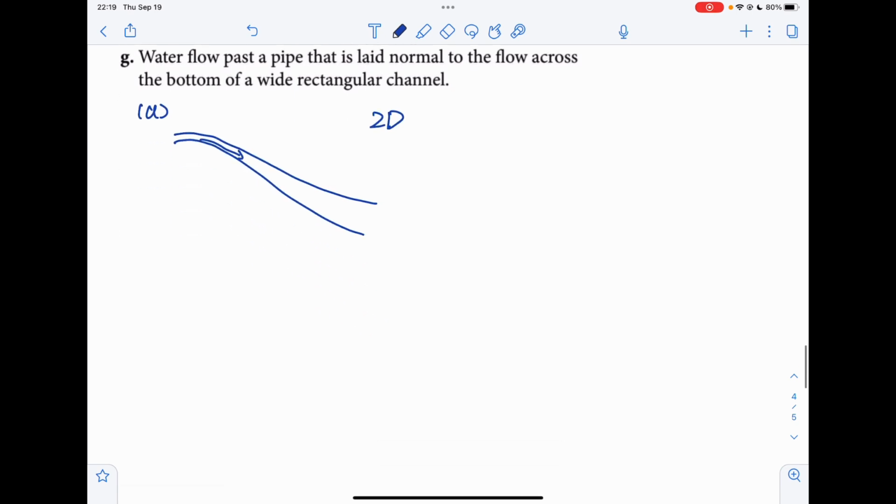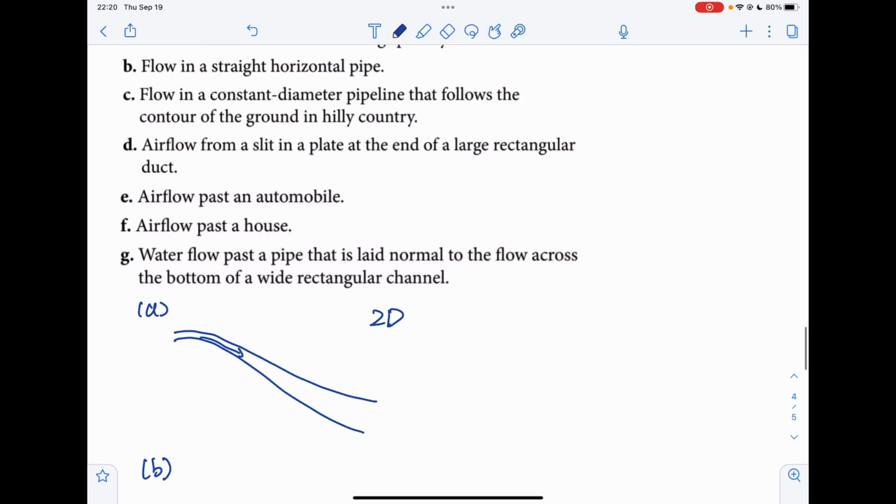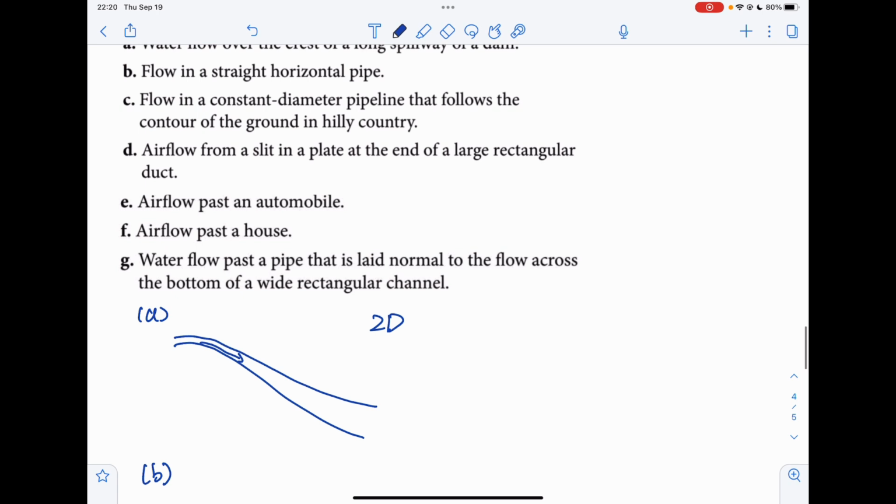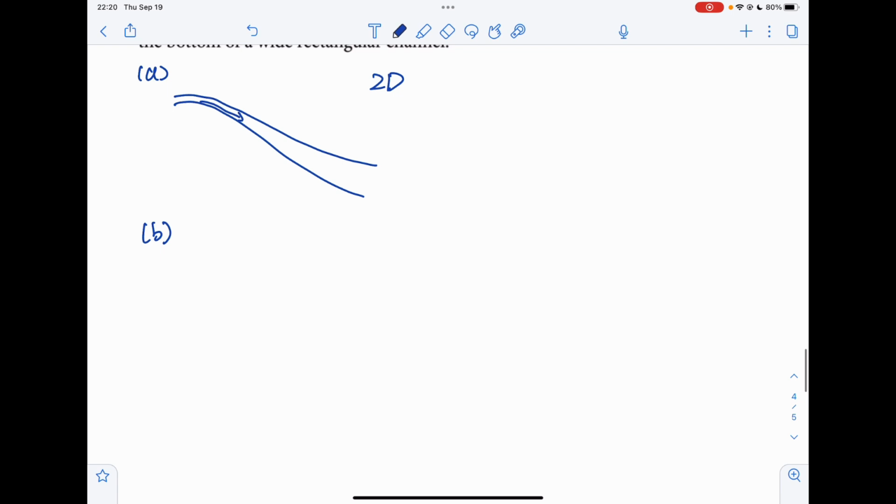And problem B is flow in a straight, constant diameter pipe. So it'll be something like this. So it's 1D.